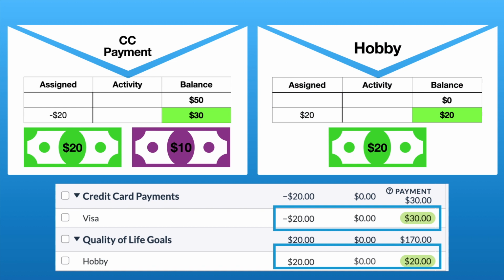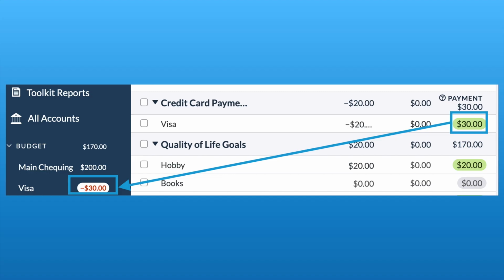So I would tell YNAB to take $20 away from my credit card payment, leaving me $30 cash in there, and move that $20 I no longer need to set aside for the credit card payment to go to the hobby. I now have $20 in there, and now my payment is $30. I owe the Visa $30.